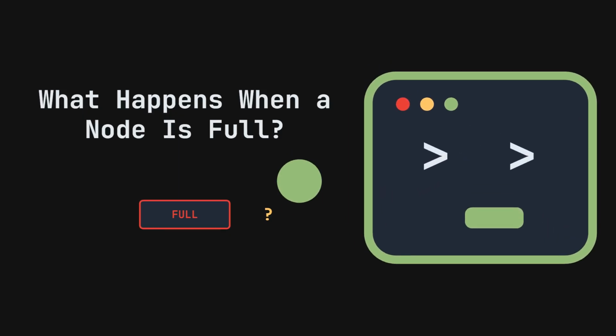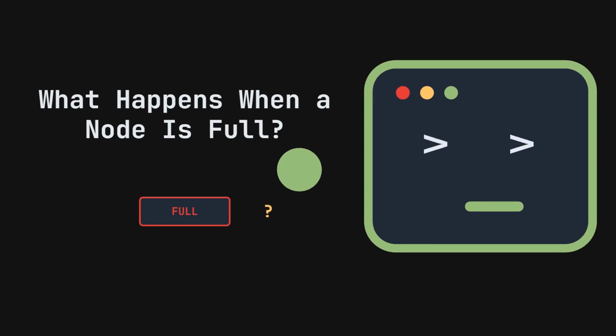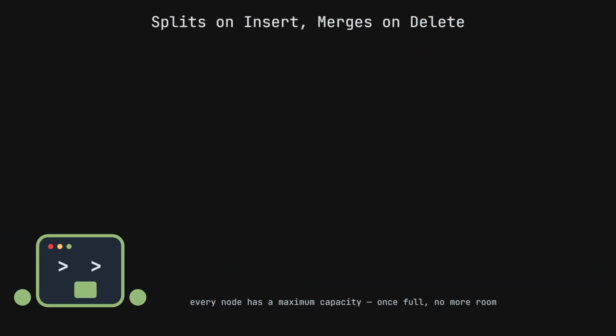A leaf node is completely full. A new row still has to go in there. What actually happens? Every node has a maximum capacity. Once it's full, there is no more room to simply insert one more key.